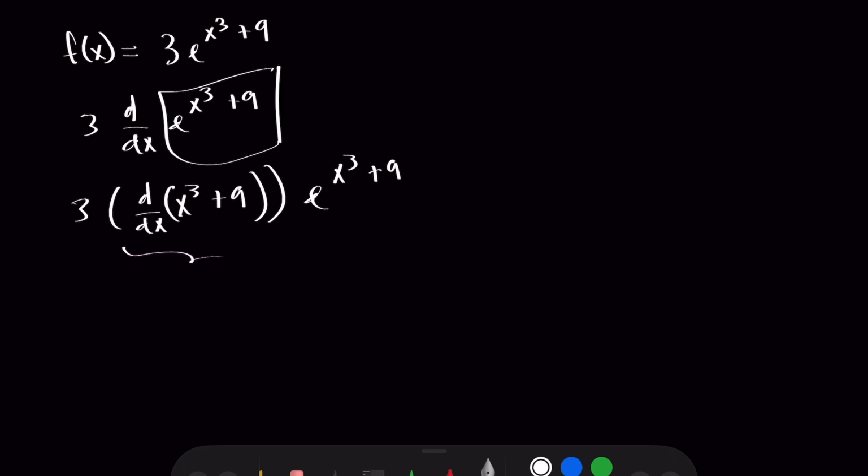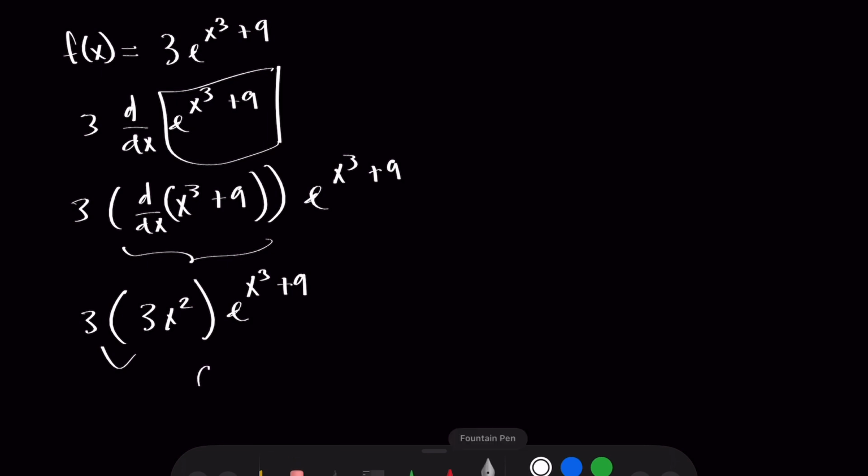All right, so all we need to do is take the derivative of this. The only math we really need to do right now, at least the most difficult part, is just taking the derivative. The derivative of x cubed plus 9 is going to be just 3x squared. And then, of course, the derivative of 9, we could use the sum rule, but we know that the derivative of any number, just a number, is going to be 0. So we're left with 3x squared here. And then we multiply by e to the power of x cubed plus 9. Now you can multiply the 3's here, and we get 9x squared times e to the power of x cubed plus 9 to be our final answer here.